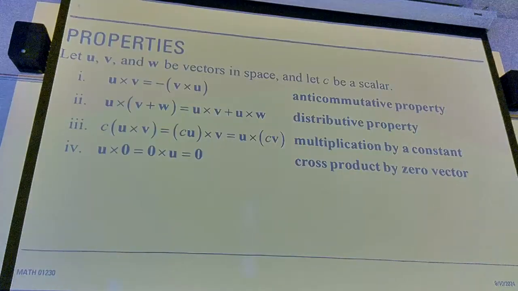What if you take a vector cross itself? What does it mean to square a vector? There's two products for a vector, dot product and cross product. 0.